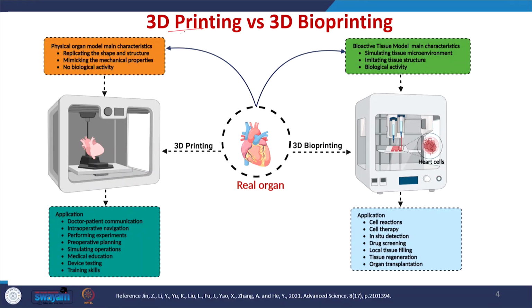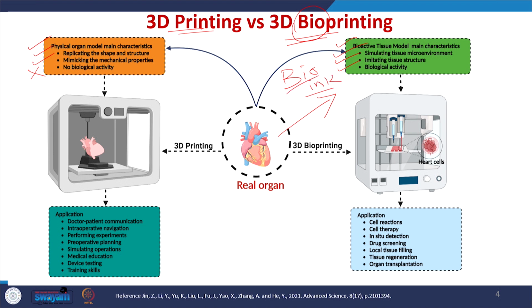Let us see the difference between 3D printing and 3D bioprinting. In 3D printing, we will be making the physical organ model which will replicate the shape and structure and mimic the mechanical properties, but there is no biological activity. Whereas in case of 3D bioprinting, we will be making the bioactive tissue model. It will simulate the original tissue microenvironment, imitating the original tissue structure, and it also has the biological activity. That means we will be making the tissue which will mimic our original tissue.